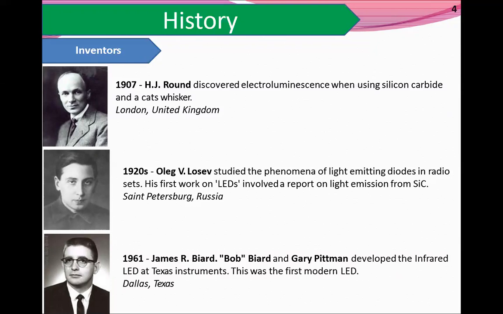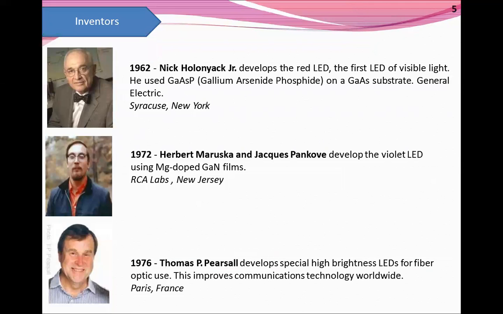In 1961, James R. Biard and Gary Pittman developed the infrared LED at Texas Instruments. This was the first modern LED. He is from Dallas, Texas. In 1962, Nick Holonyak Jr. developed the red LED, the first LED of visible light. He used gallium arsenide phosphide on a gallium arsenide substrate, at General Electric. He is from Syracuse, New York.